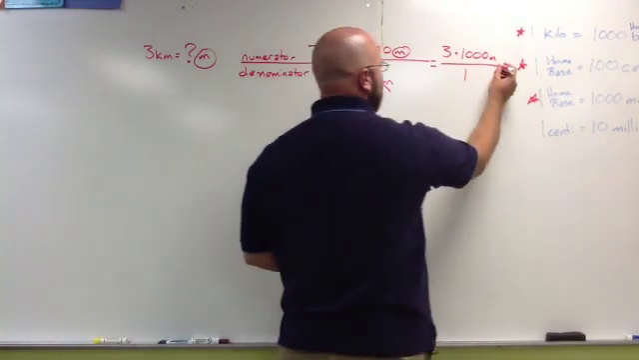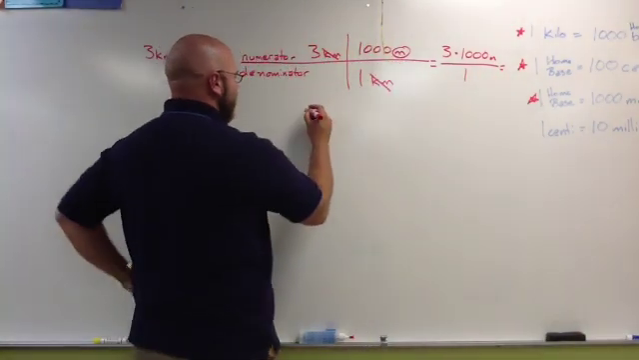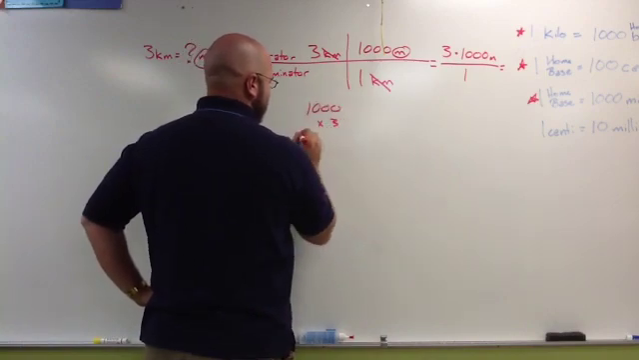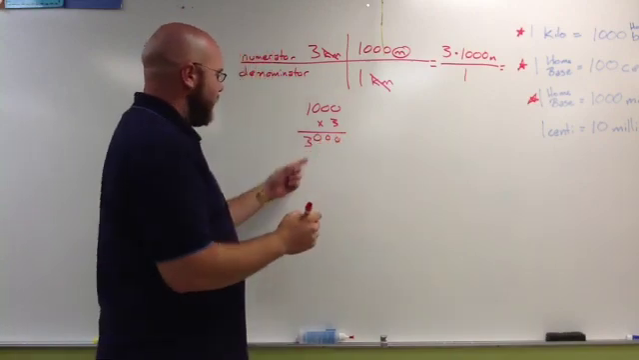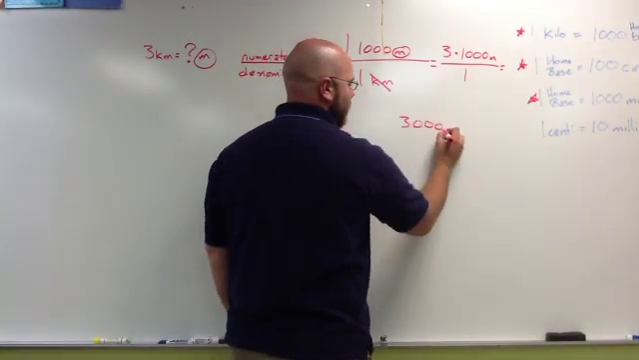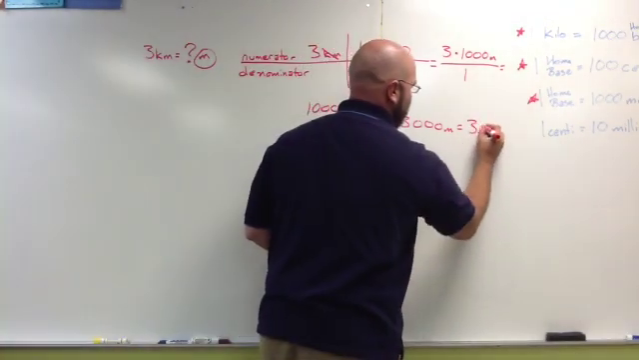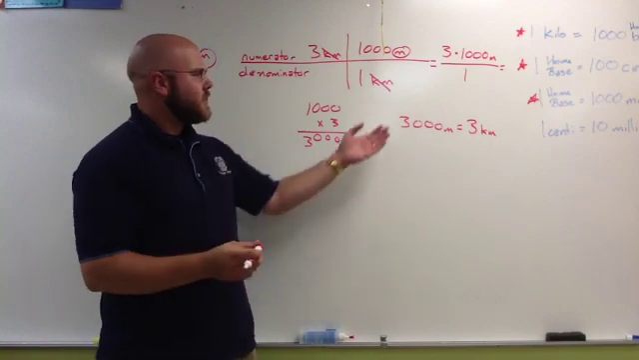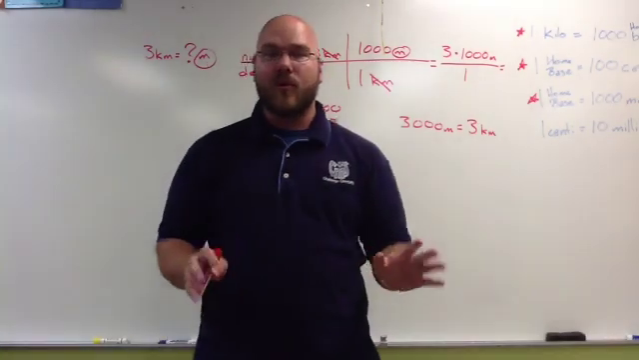Now, 3 times 1,000. If I wanted to do this longhand, I could, so that'd be 1,000 times 3. I get 0, 0, 0, 3. So there's 3,000 meters in 3 kilometers. Okay, so that's the first one. That's just the first one to do. Now, sometimes they're going to have more steps than that.